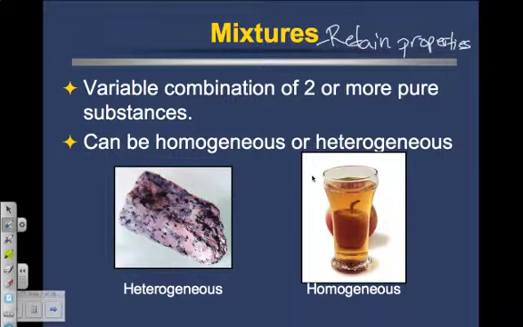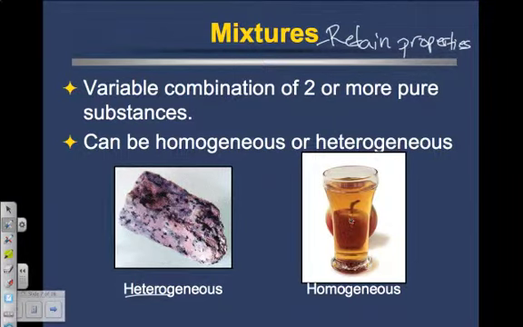So you can either have a homogeneous or a heterogeneous mixture. A heterogeneous mixture, hetero means different, so you will actually see different types of particles. You'll see that it's not uniform. Homogeneous mixtures are uniform and they basically look like one thing.